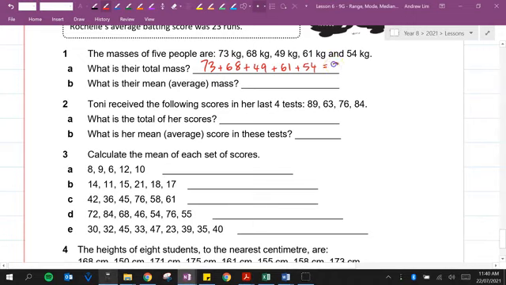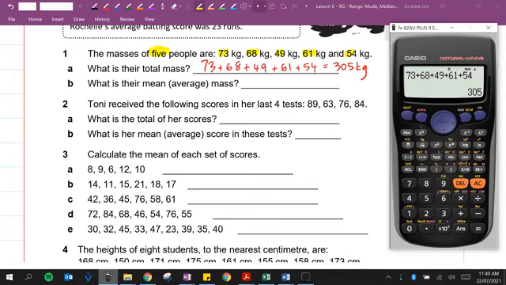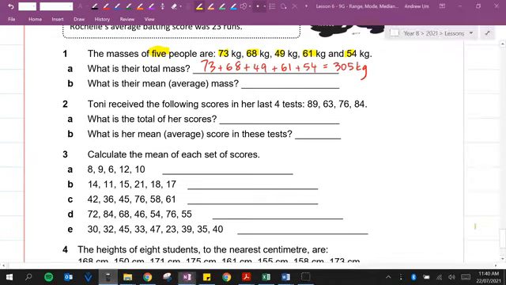305. What is their mean average mass? So how many numbers did we add together? 1, 2, 3, 4, 5. Well, it tells us there are 5 people. So we're just going to divide 305 by 5. 305 divided by 5 is 61. 61 kilograms.